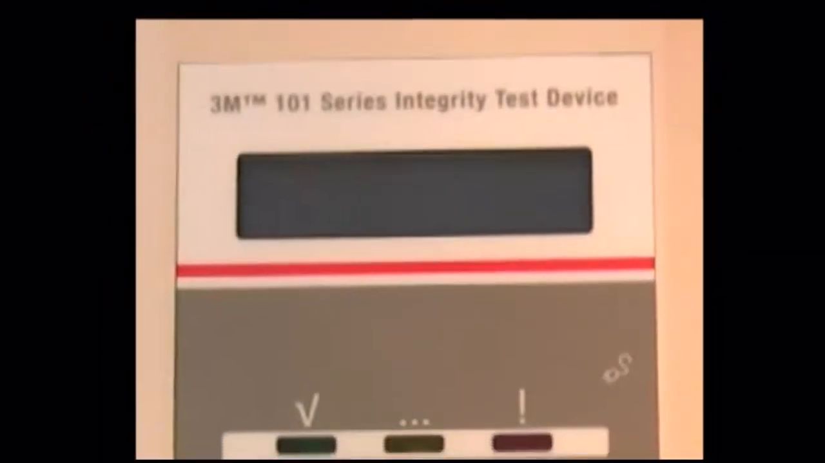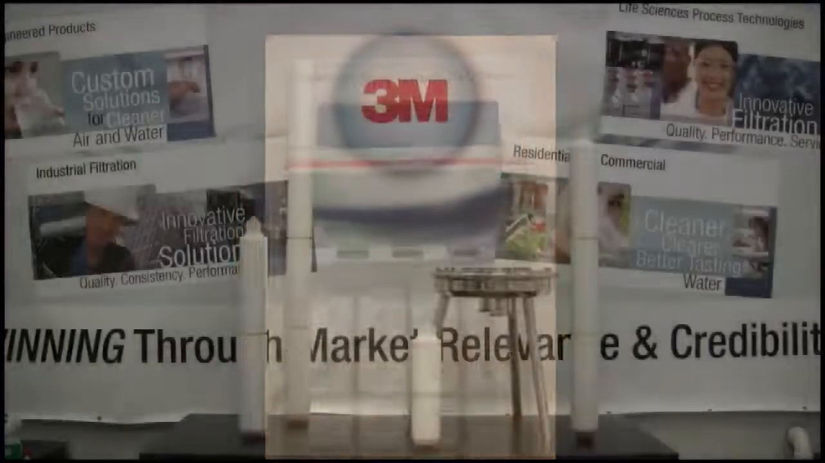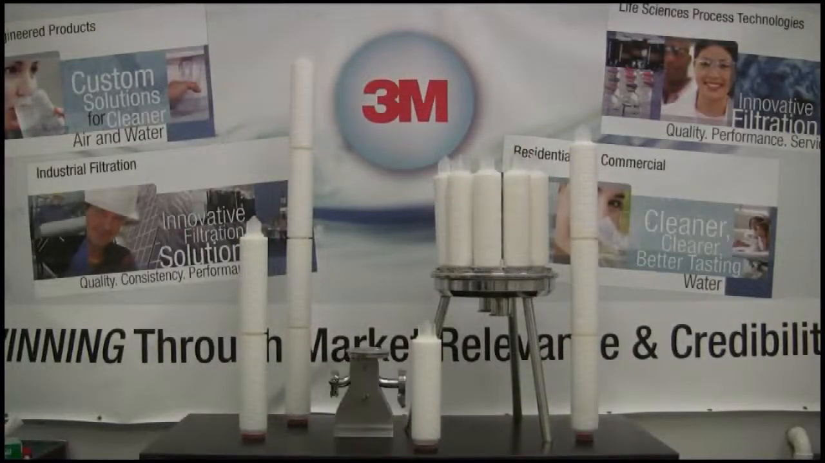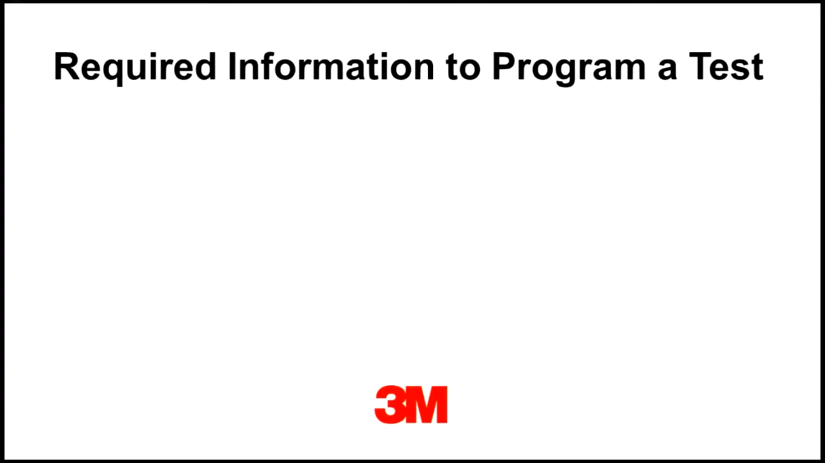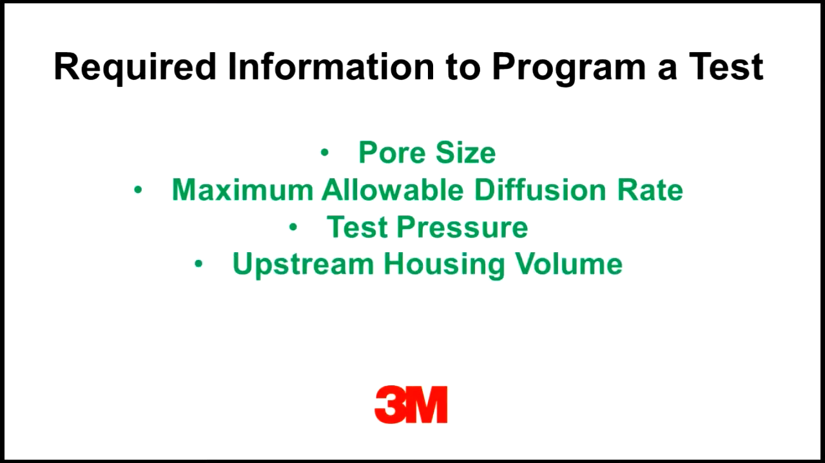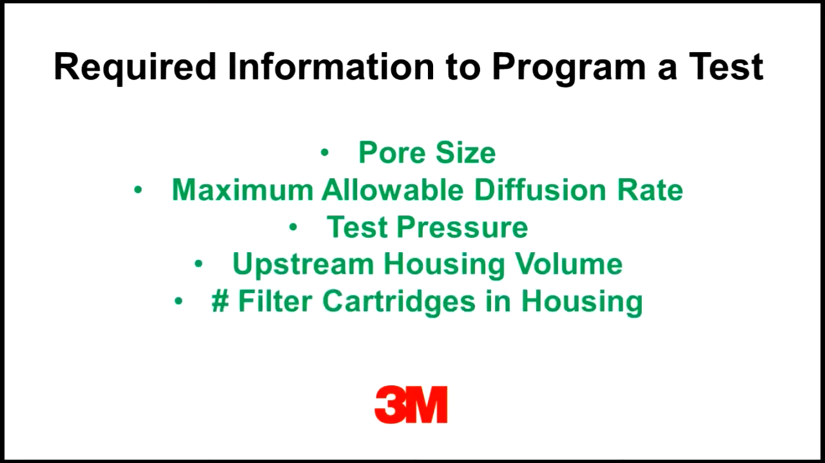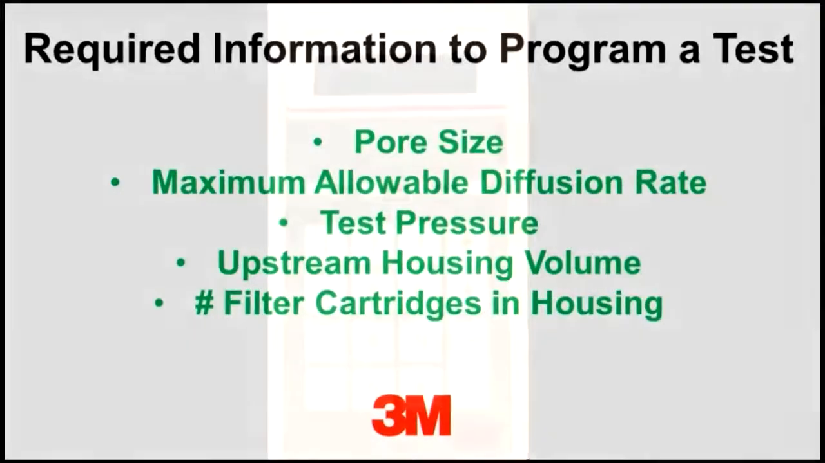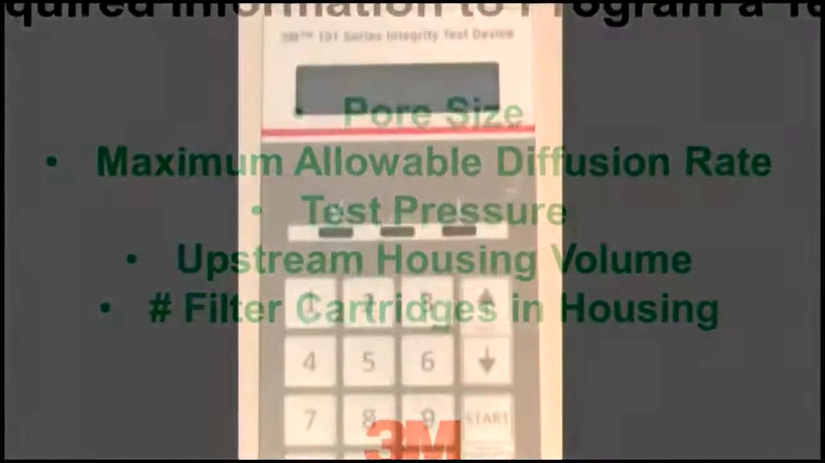The 3M101 series automated integrity test device can be programmed to test all membrane filter configurations. The following information is required to program a test via the device: pore size, diffusion rate, test pressure, upstream housing volume, and the number of filter cartridges in the housing. Each of these parameters will be discussed in detail later.